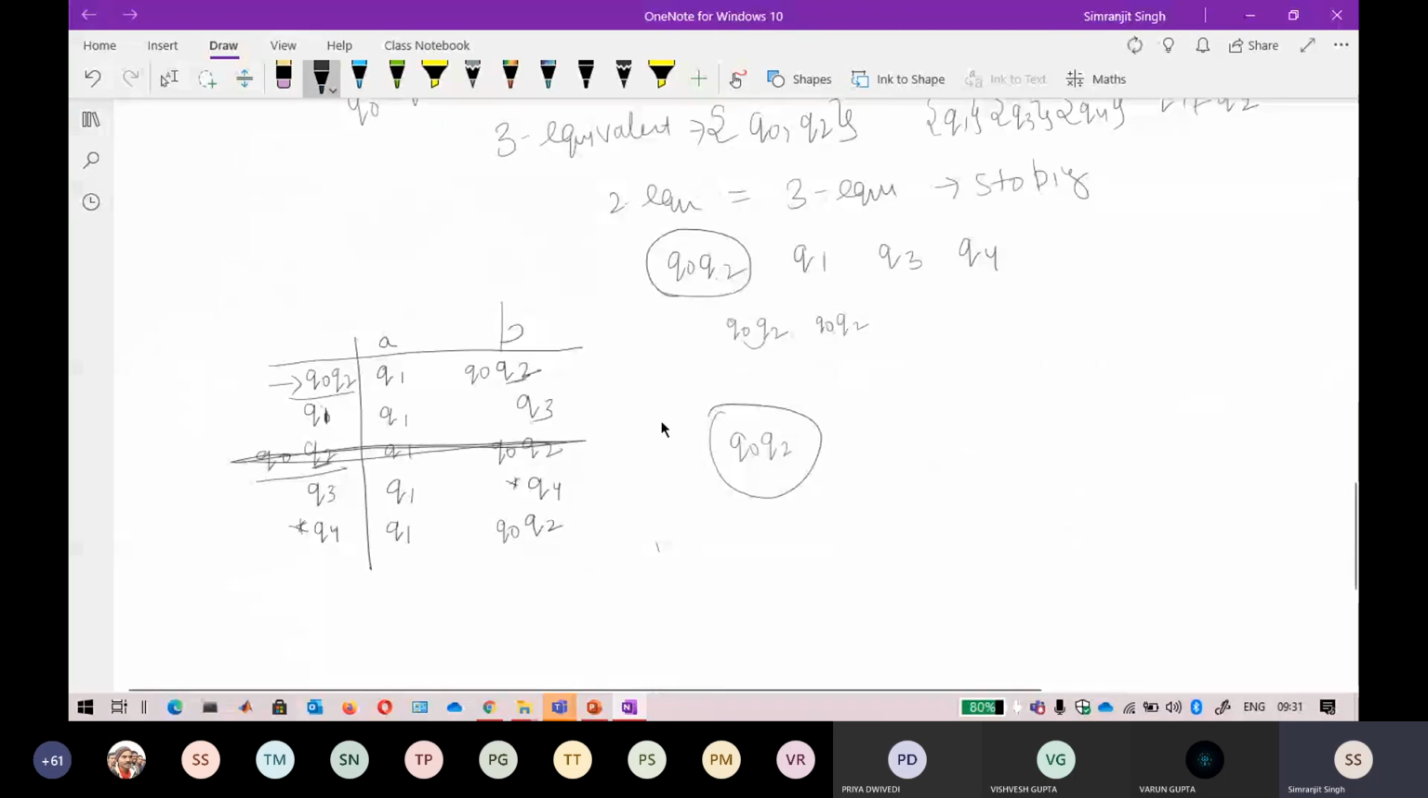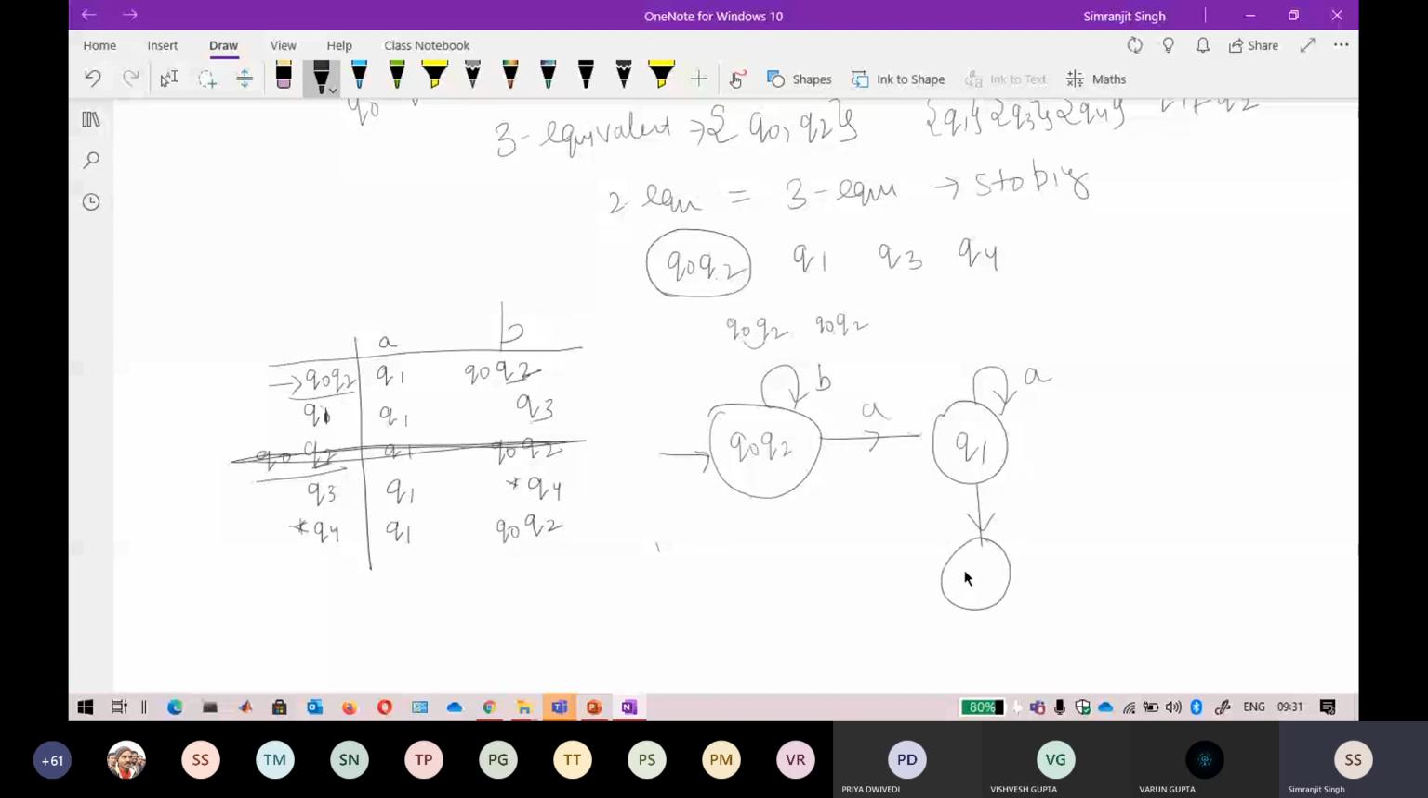Okay, so starting with Q0 Q2, on A it is going towards Q1. On B it is staying at Q0 Q2. In the same way, Q1 on A is going towards Q1, and on B it is going towards Q3. Okay, so for Q3, on A it is going towards Q1. On B it is going towards Q4. So Q4 is your final state. Okay, so Q4 on A is going towards Q1. On B it is going towards Q0 Q2. Okay, so this is your resulting automata.